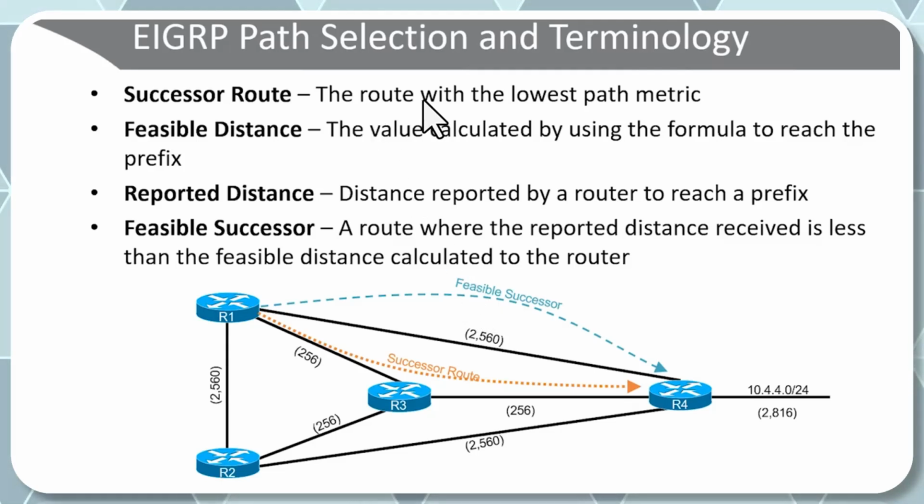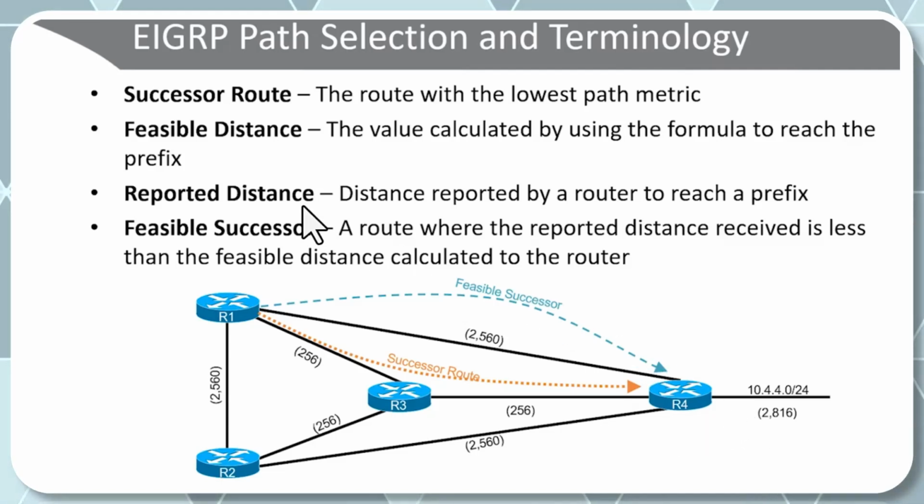So the route with the lowest metric is called the successor route. The value calculated by using the formula to reach the prefix, that is called your feasible distance. So what is the feasible distance? This plus this plus this, that is called your feasible distance.